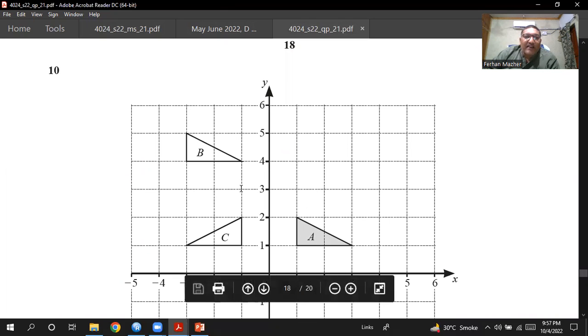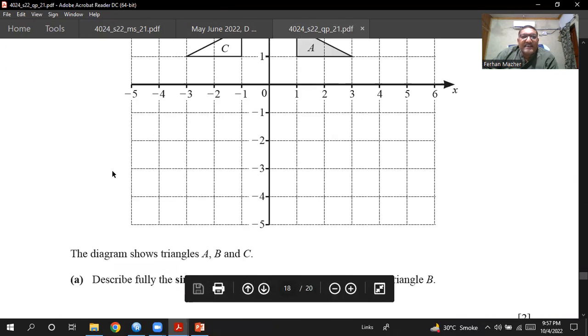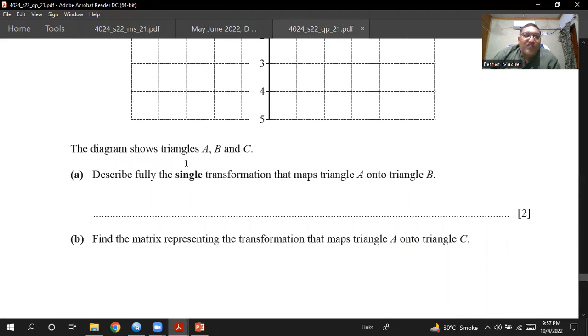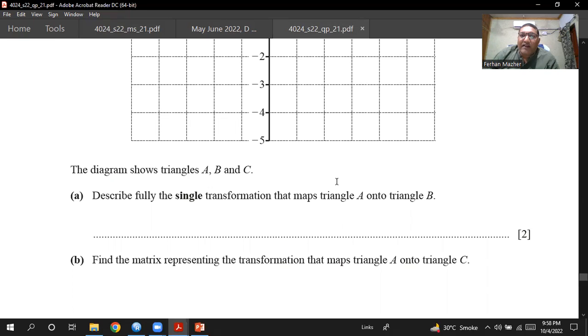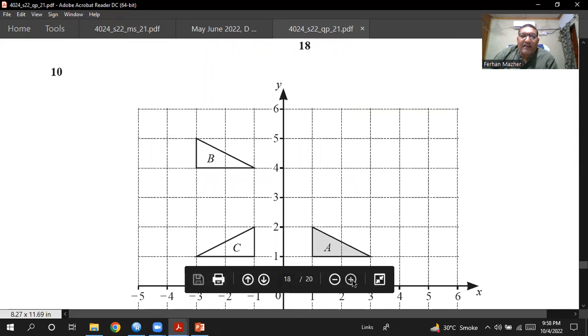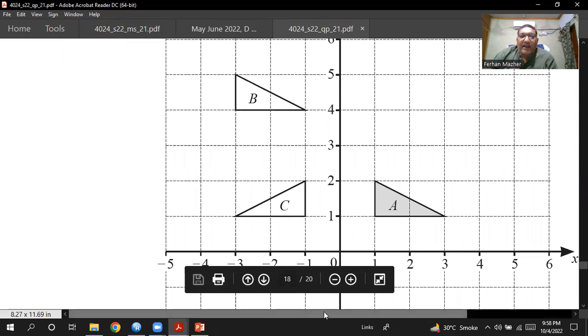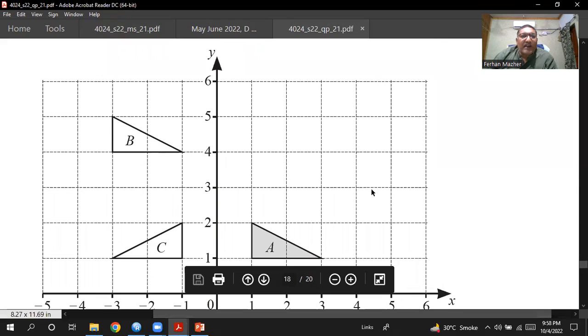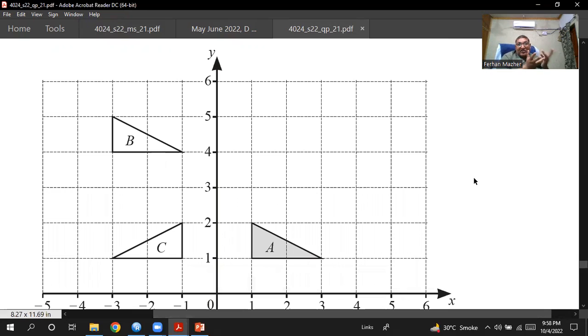Here we have triangle A, triangle B, triangle C. The question is: the diagram shows the triangles A, B, and C. Describe fully the single transformation that maps triangle A onto triangle B. Okay, if you look carefully, triangle A has been mapped onto triangle B, and you can see the size of the triangle has not changed. The orientation of the triangle has not changed. When this happens, that means you have moved in a straight line, which is called translation.